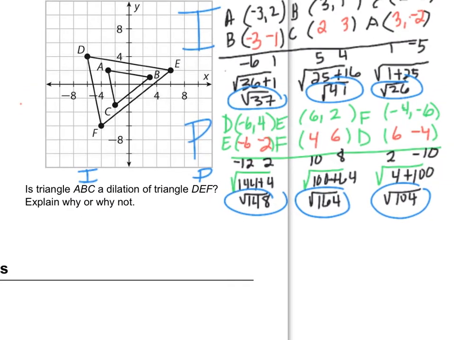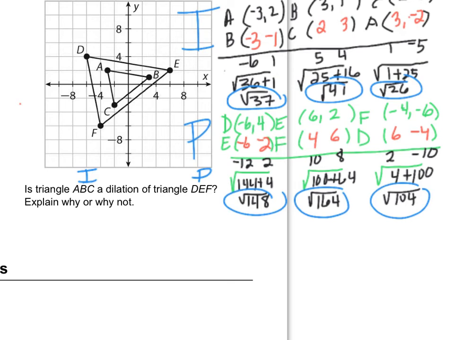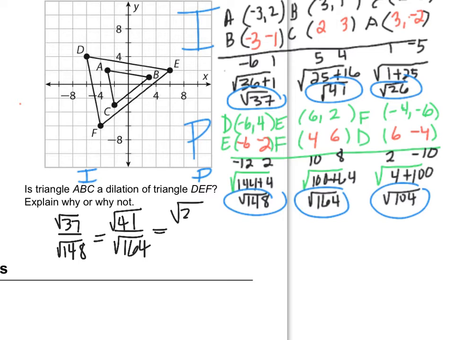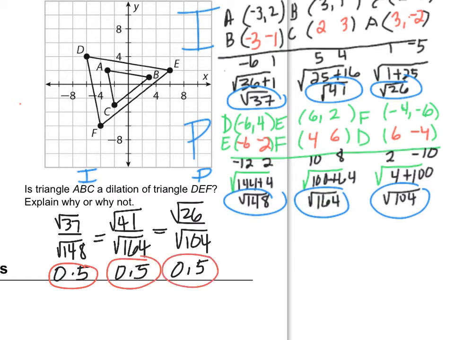So on your calculator, you can check if the square root of 37 over square root of 148 is equal to the square root of 41 over the square root of 164, which should equal the square root of 26 over the square root of 104. Go ahead and check your calculator and see what you find. Now, it might seem like they look very different from each other, but look at what we find. They all have the same scale factor.